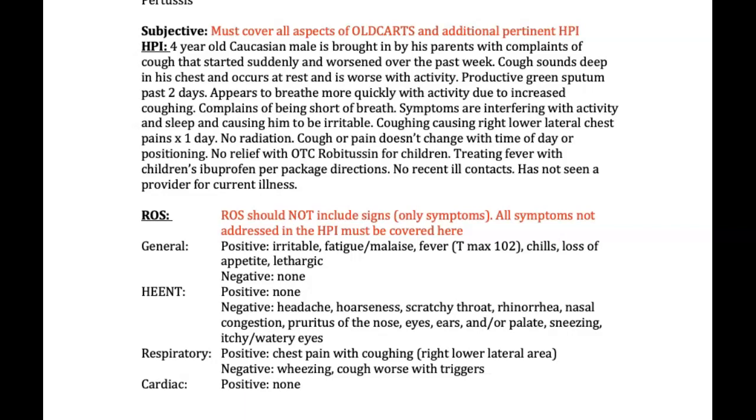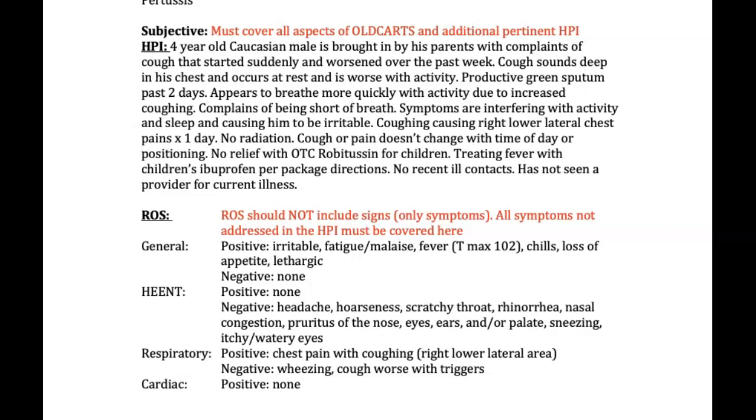So, we're going to begin that visit with the HPI, and for the PEDS patient, it's important to know who's brought them in and who's answering the questions. So this 4-year-old was brought in today by his parents. And they were stating that he'd been complaining of a cough that started suddenly and worsened over the past week. It sounds like it's deep in his chest. It occurs at rest and is worse with activity. It's productive with green sputum for the past 2 days.